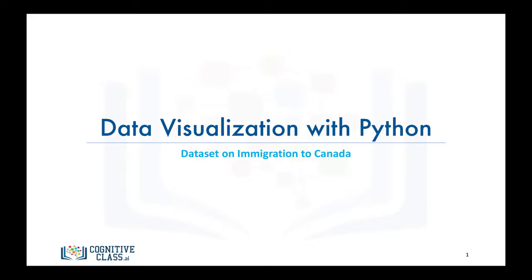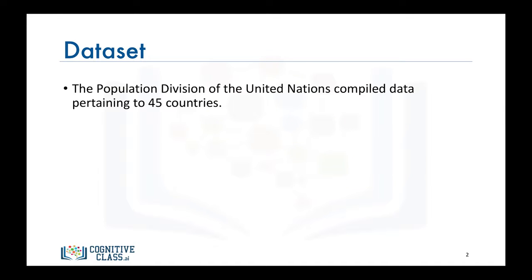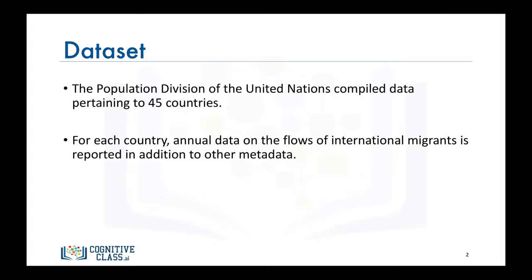In this video, we will learn more about the dataset that we will be using throughout the course. The Population Division of the United Nations compiled immigration data pertaining to 45 countries. The data consists of the total number of immigrants from all over the world to each of the 45 countries, as well as other metadata pertaining to the immigrants' countries of origin.